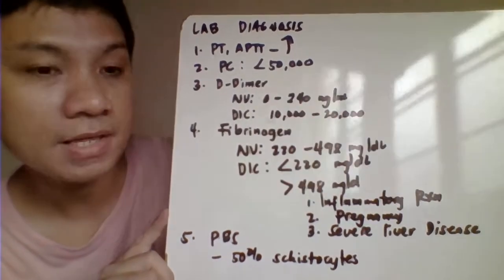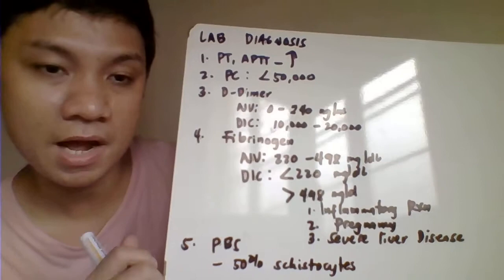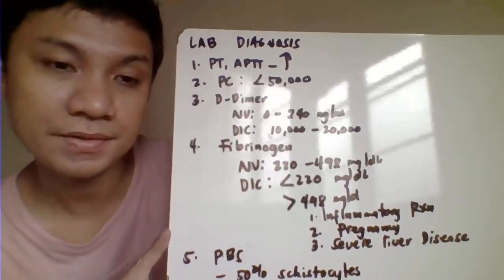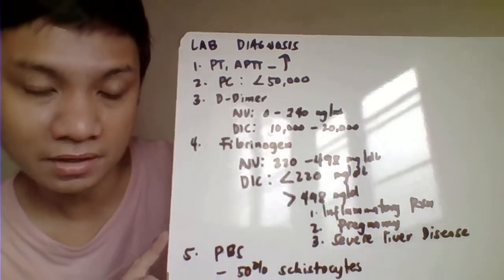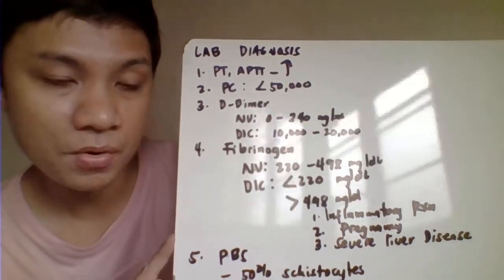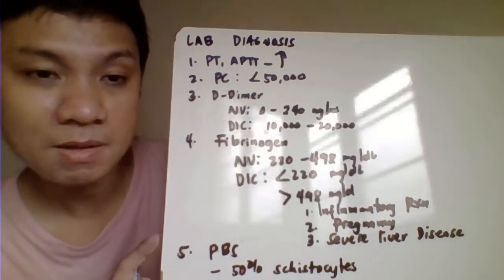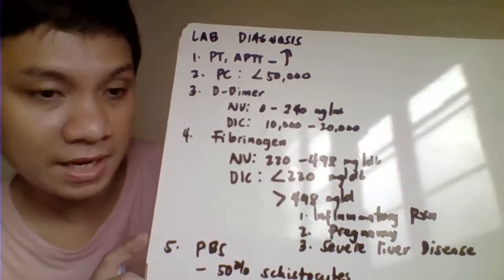Okay, then we have also here the laboratory tests to diagnose our DIC. So we have here the PT and PTT are prolonged because of the destruction of your coagulation factors. And we have also your platelet count. So mayroon tayong thrombocytopenia. Expect here that the platelet count would be less than 50,000.